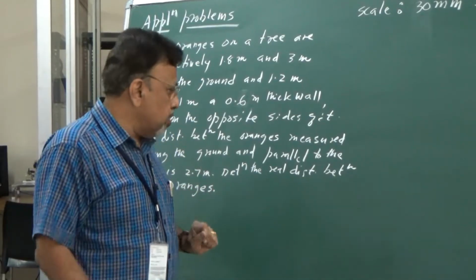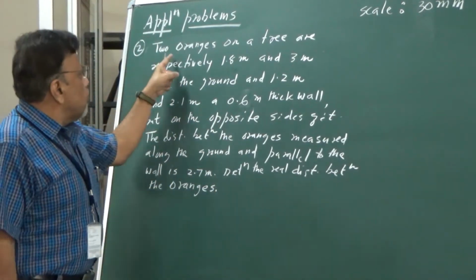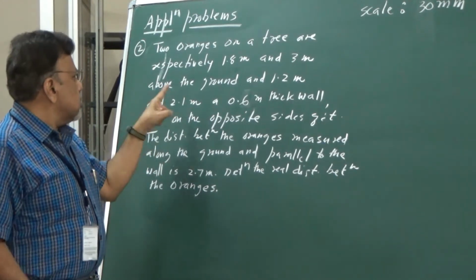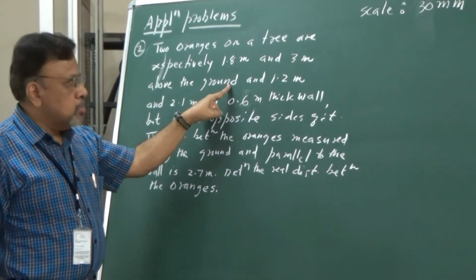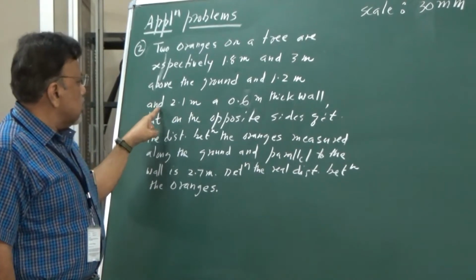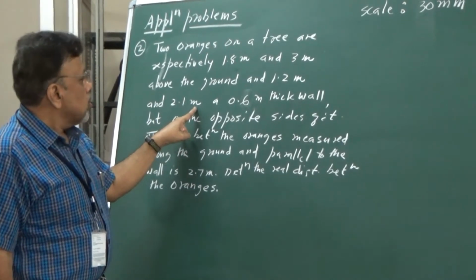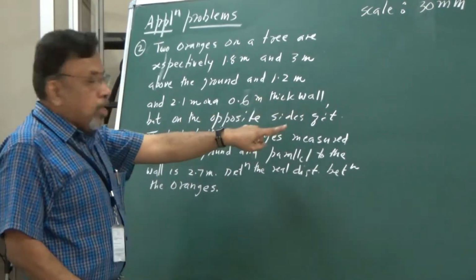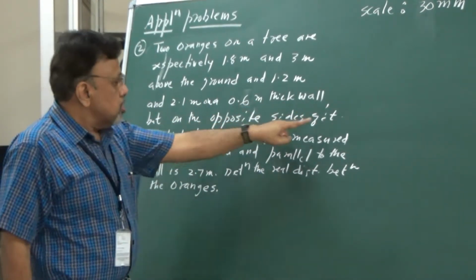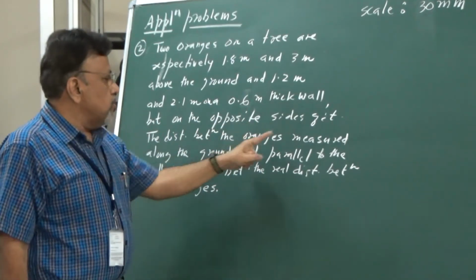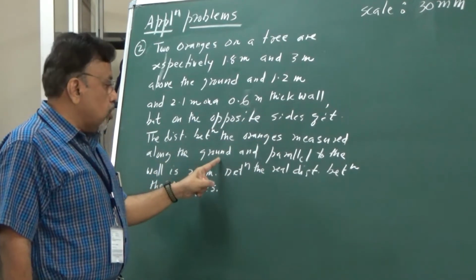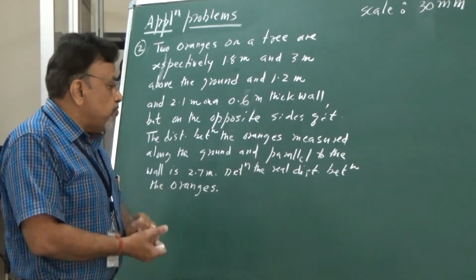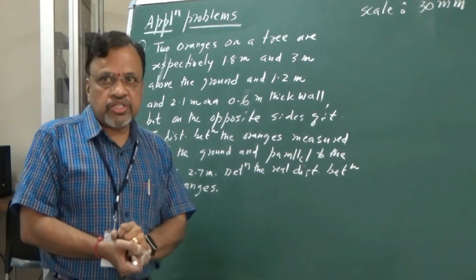So let me do one more problem which is very interesting. Two oranges on a tree are respectively 1.8 meters and 3 meters above the ground, and 1.2 meters and 2.1 meters on a 0.6 meter thick wall, but on the opposite sides of it. The distance between the oranges measured along the ground and parallel to the wall is 2.7 meters. Determine the real distance between the oranges.